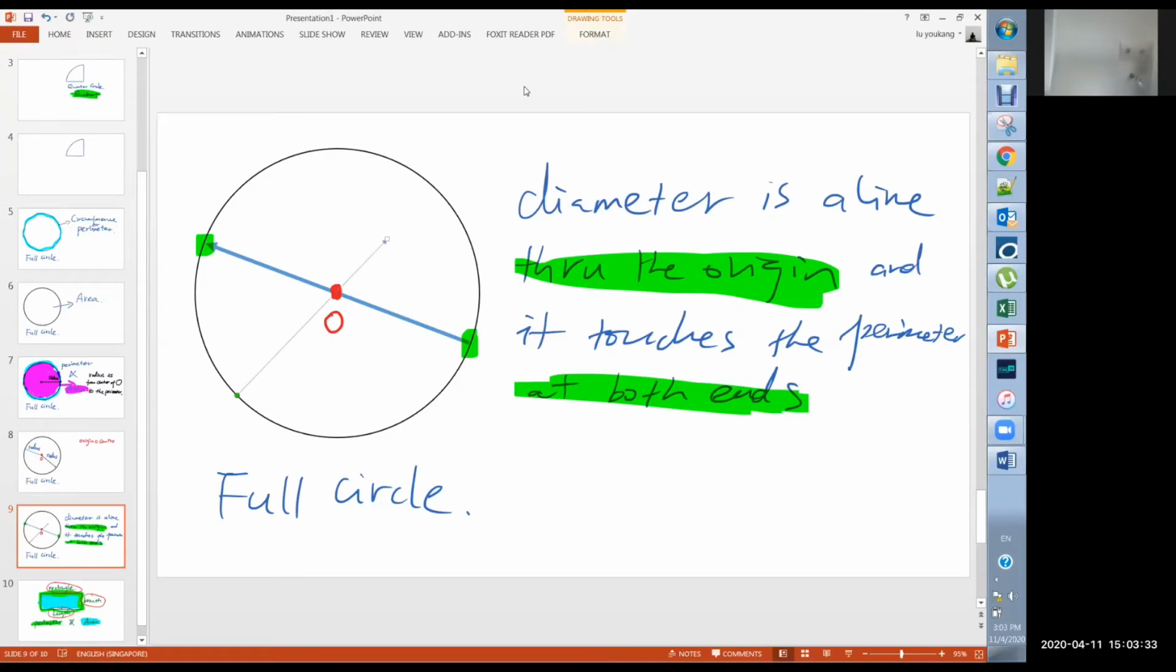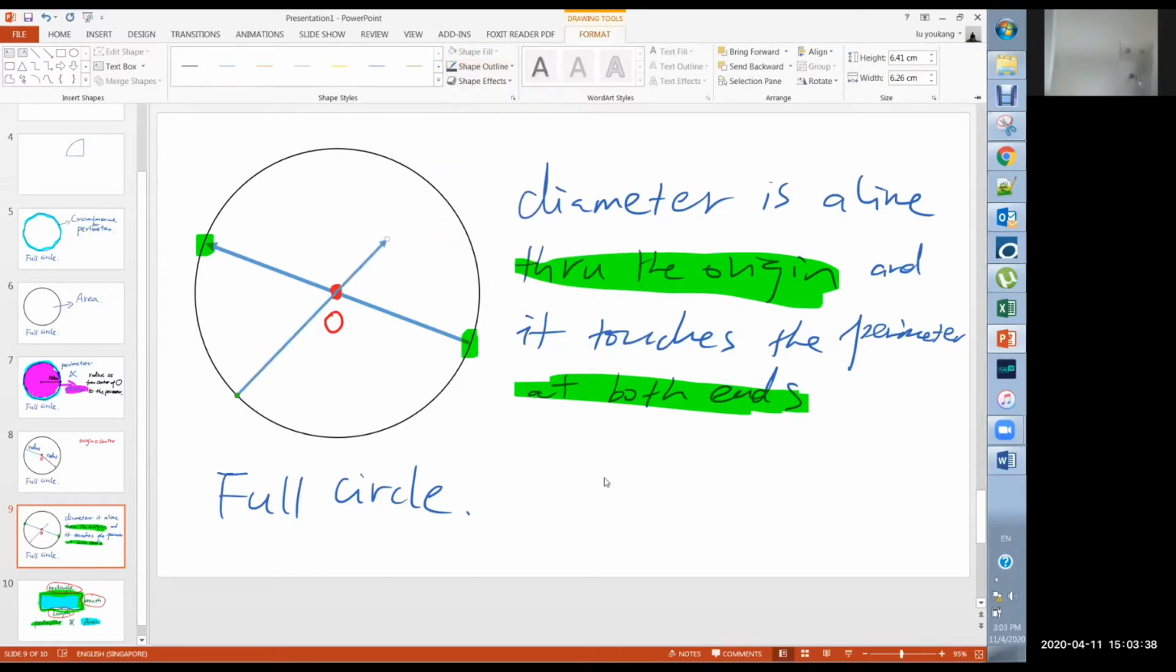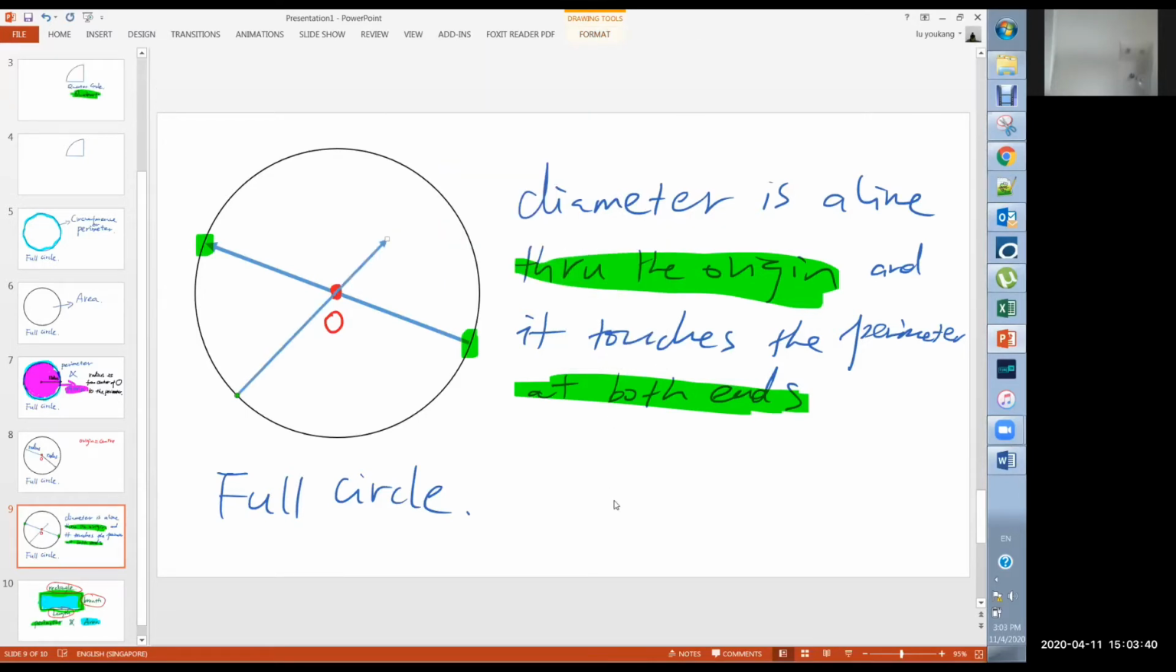Okay. So next, let me give you one more example. Is this your diameter? No. Why not? Because it doesn't touch the perimeter at both ends. Okay, good. So this is not your diameter, but this is a diameter. Okay?